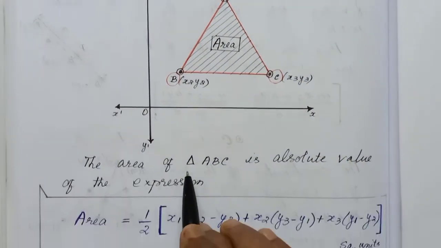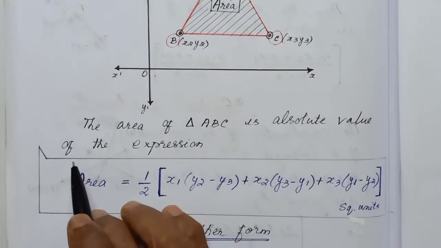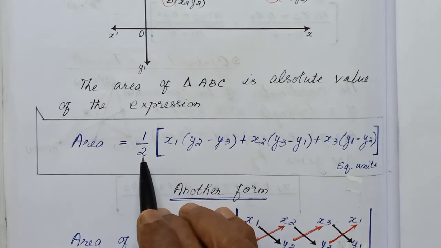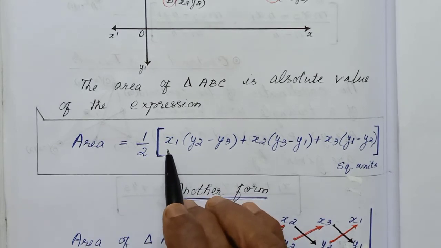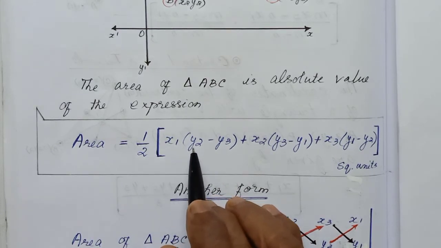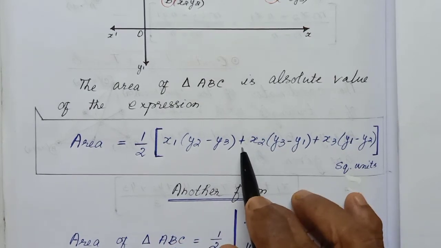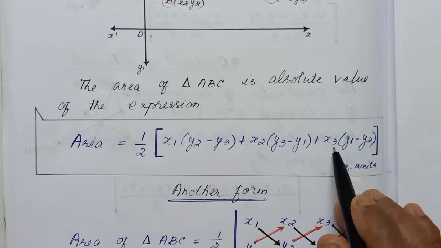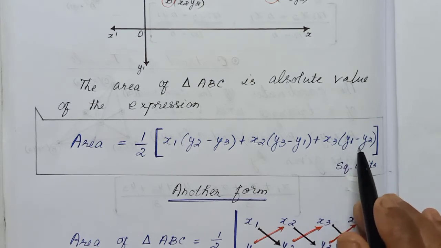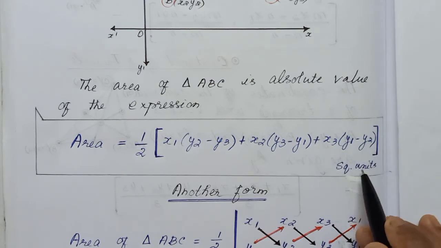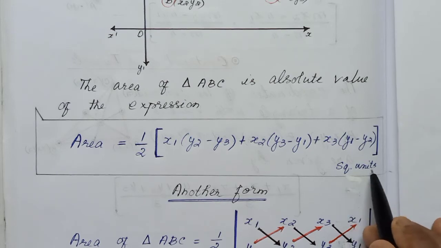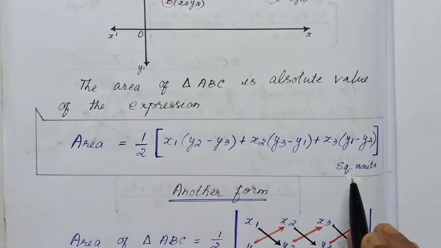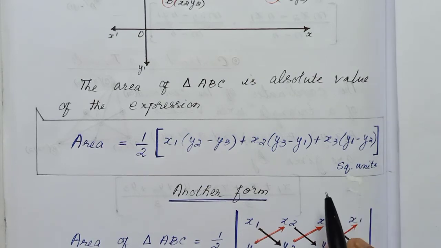The area of a triangle ABC is the absolute value of an expression. The area is equal to 1 by 2 into x1 into y2 minus y3 plus x2 into y3 minus y1 plus x3 into y1 minus y2 square units. Don't forget this word, square units, because this is an area, so finally you mention the square units.